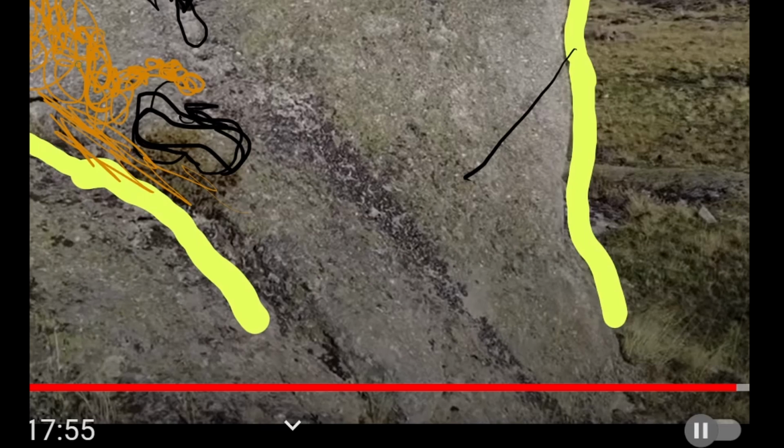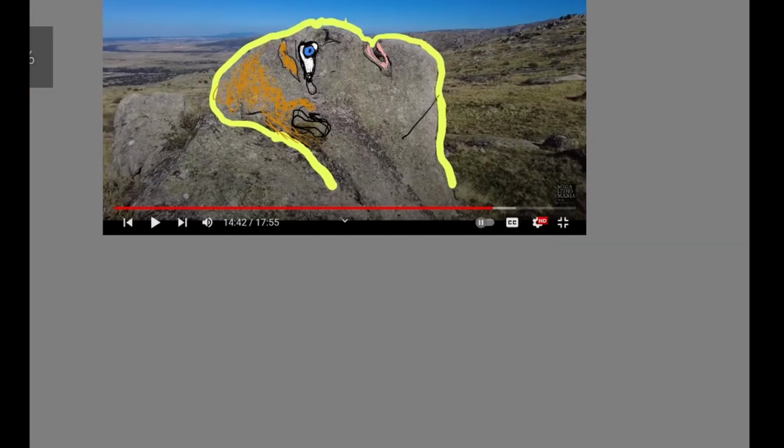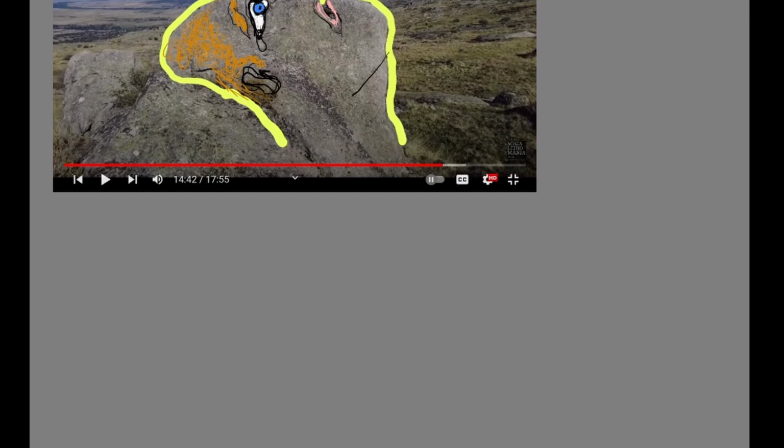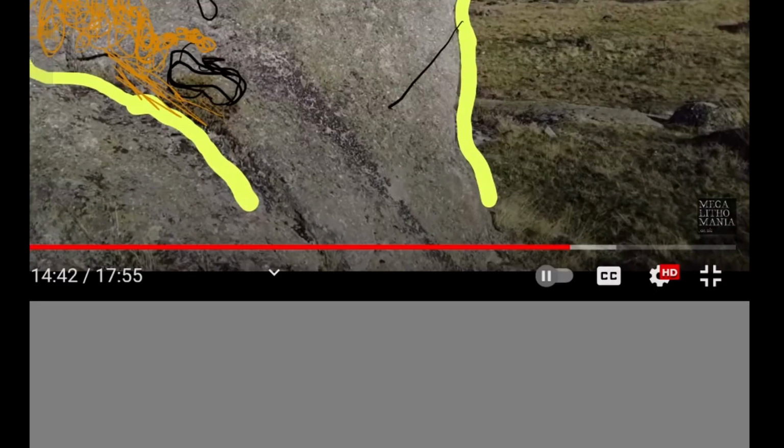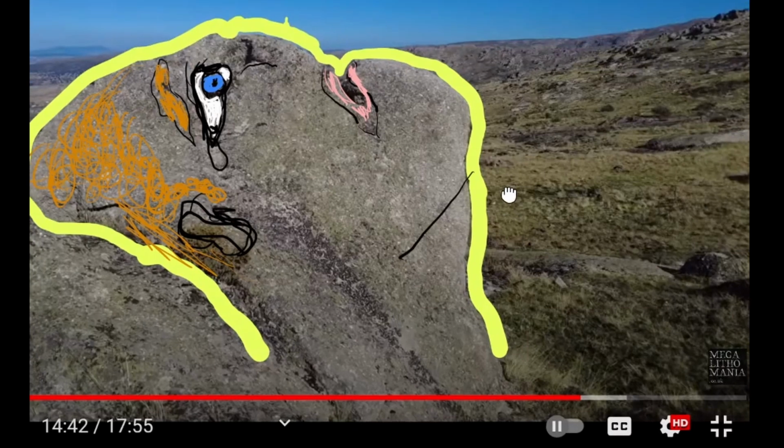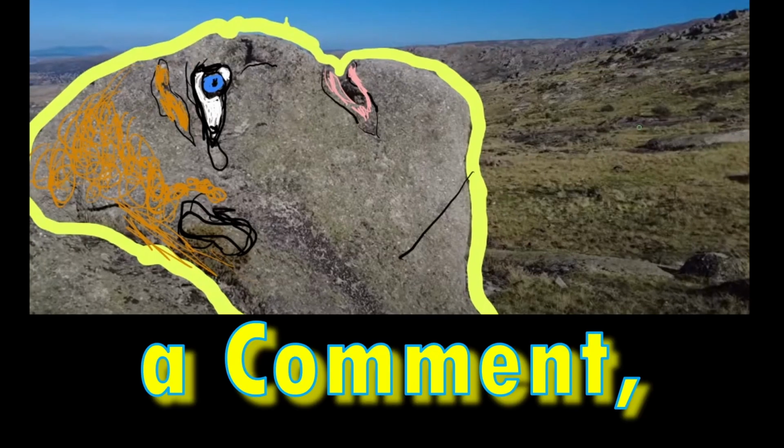I'm not an expert on these things by any means, but I do seem to see these faces. And I feel motivated to call attention to them because, to me, they're very obvious. What do you think?